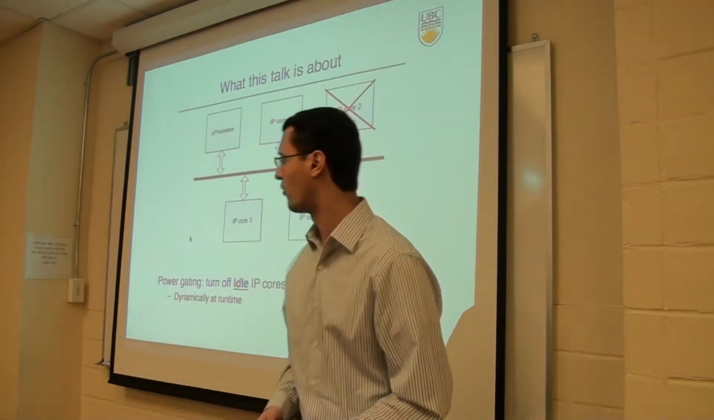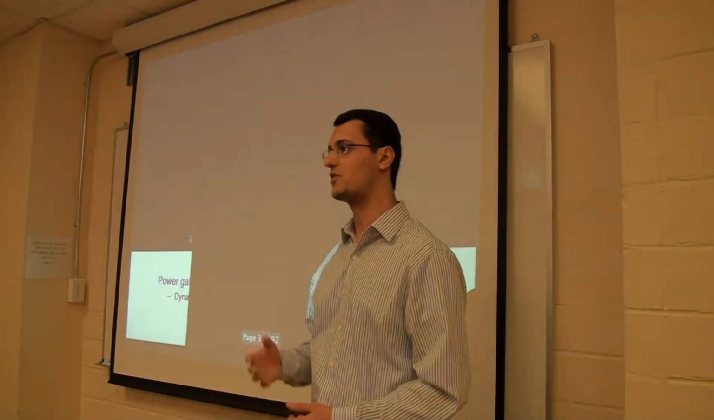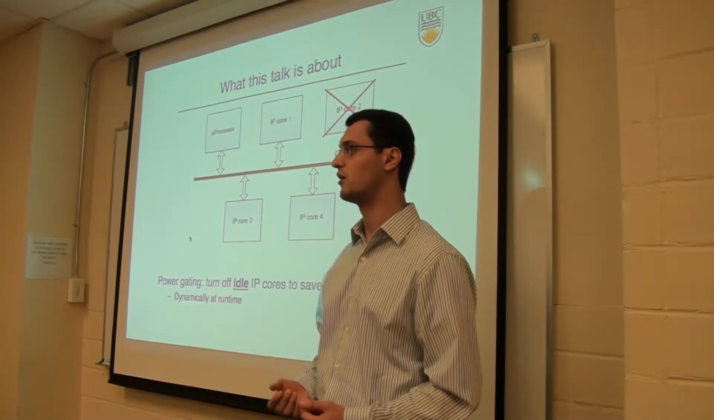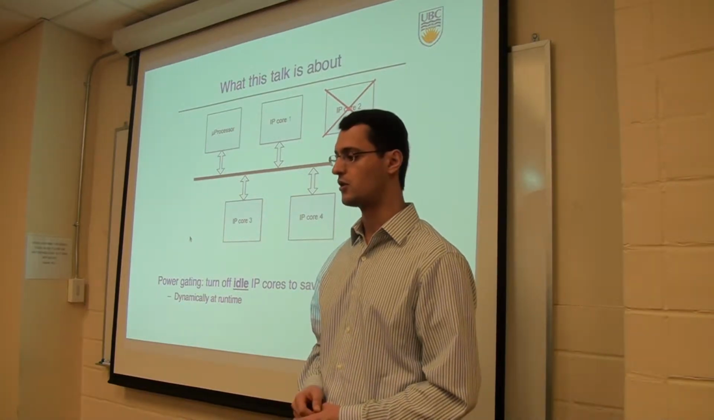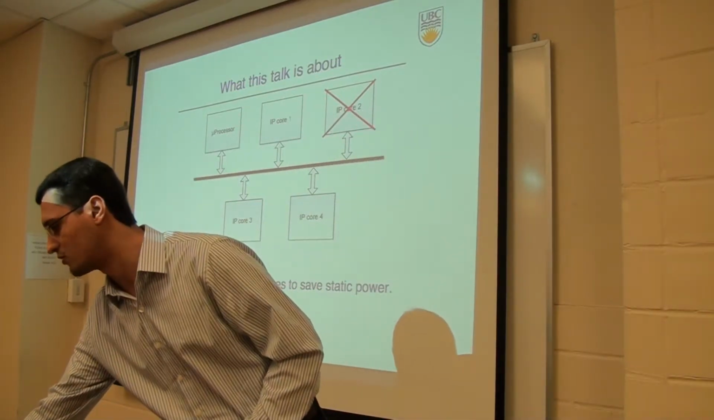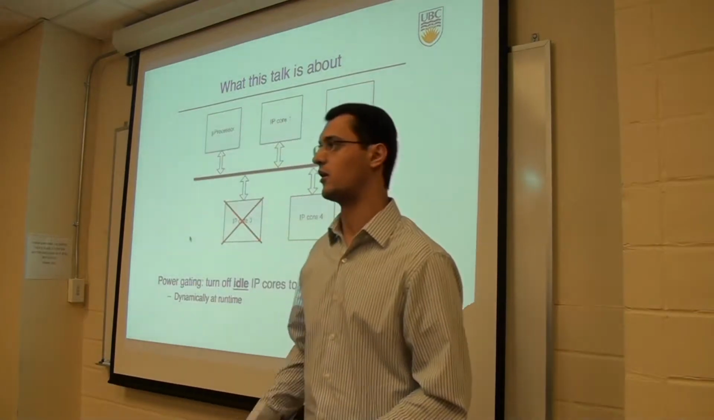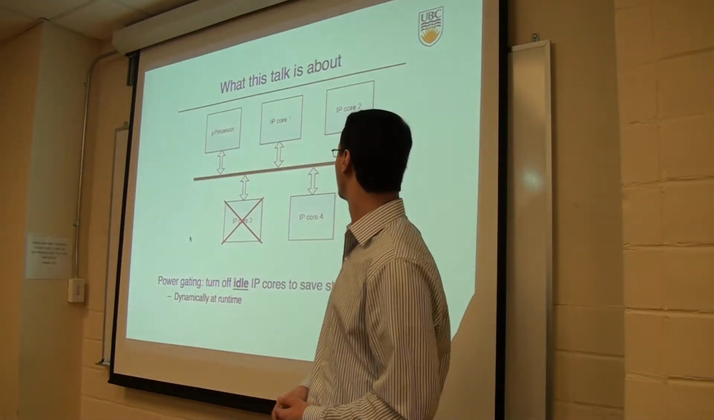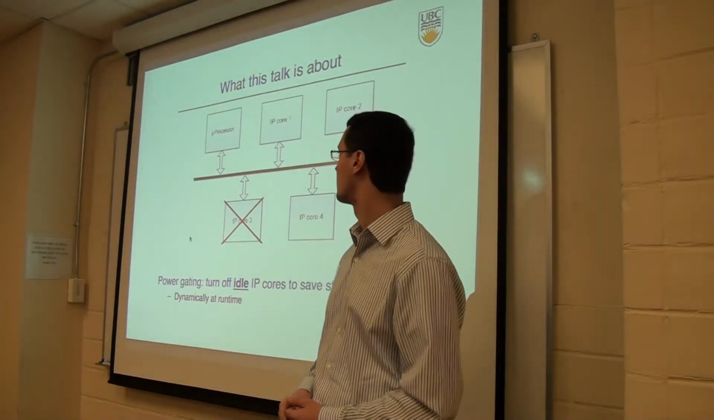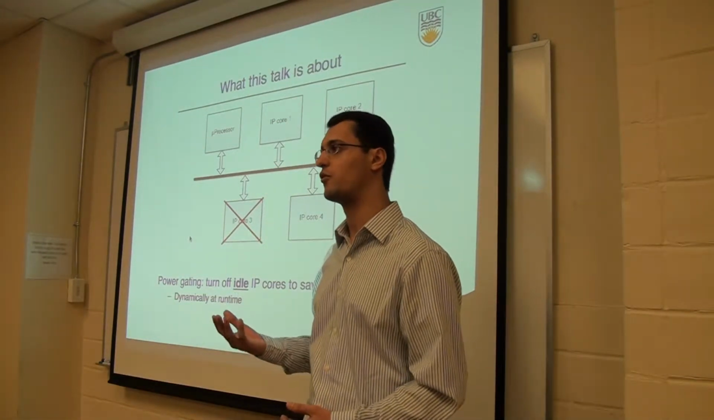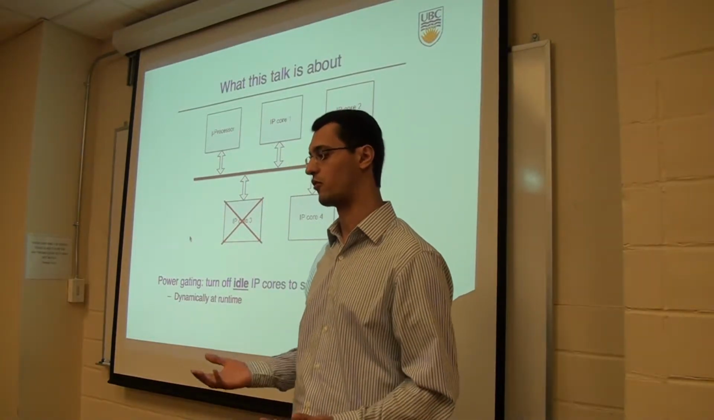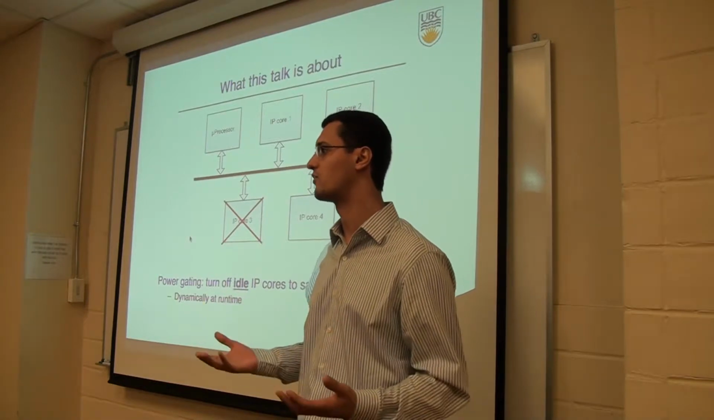For example, if IP core 2 goes into an idle state, the best thing to do is to turn it off using a circuit technique called power gating. So we want an architecture to support that, and this is done dynamically at runtime. If the IP core has something to execute, it turns on again. And if IP core 3 goes into an idle state, we want to turn on IP core 2 again and turn off this new idle IP core to save power. We want to do this dynamically at runtime.